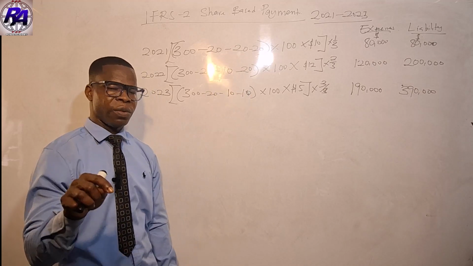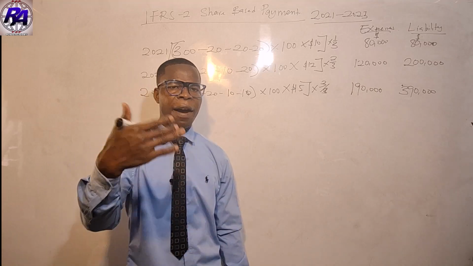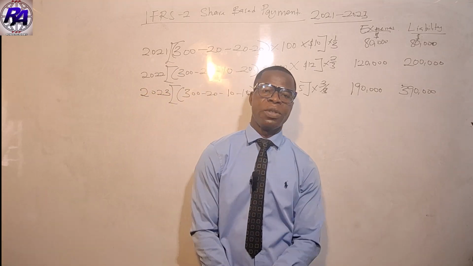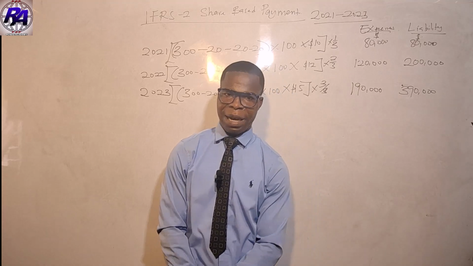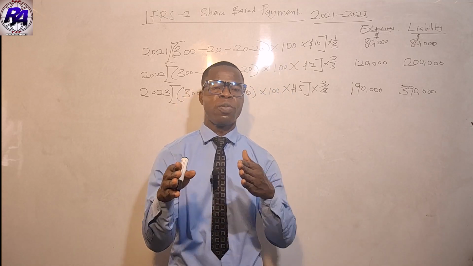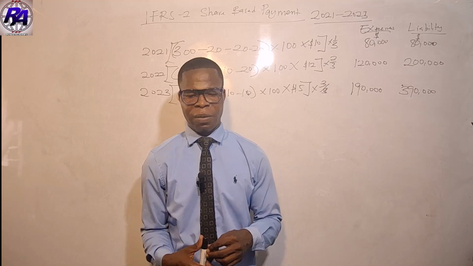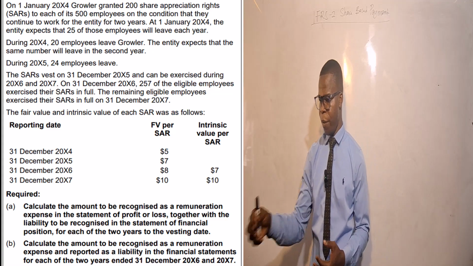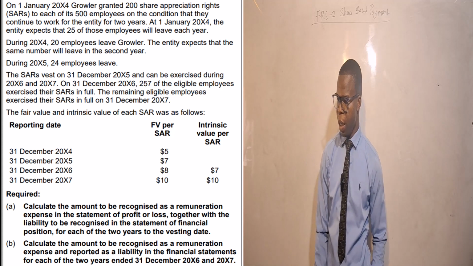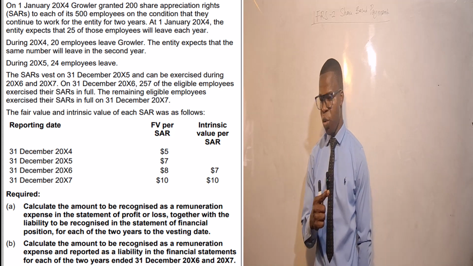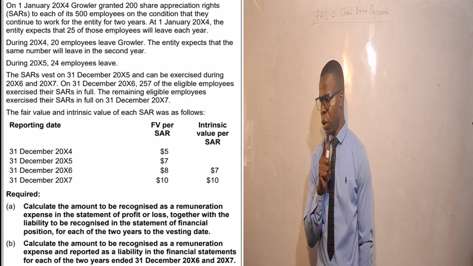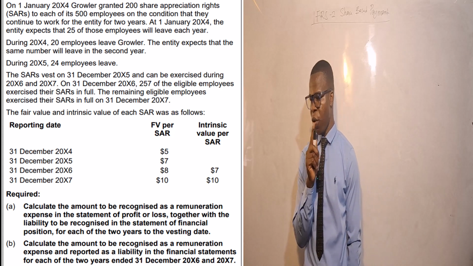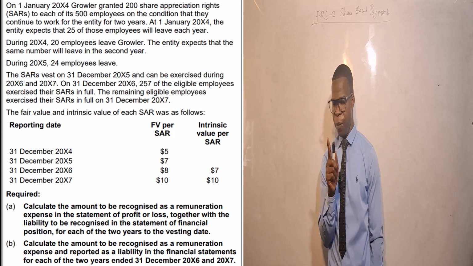Now let's look at the question where after the vesting period, the share appreciation right will be exercised by the employees. And let's look at how those principles will be tackled in this particular question. Okay, so the question is on the screen. Let's go through. On 1st January 2014, RONAS granted 200 share appreciation rights to each of its 500 employees on the condition that they continue to work for the entity for 2 years.